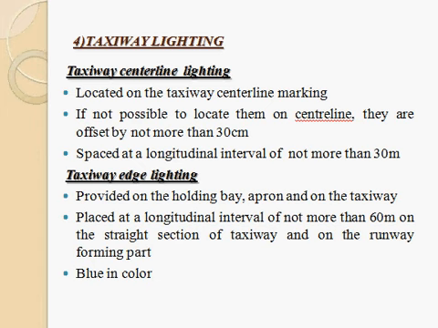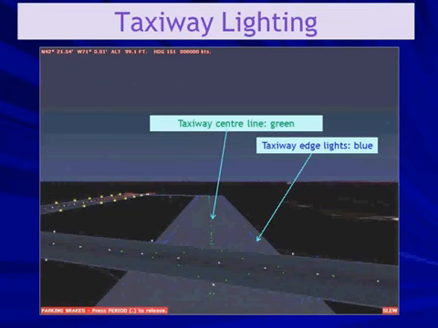The taxiway edge lighting is used to demarcate the edge of the taxiway, and it is placed at not more than 60-meter intervals. The taxiway center line lighting is provided in green color, and the taxiway edge lighting is provided in blue color. These are the different elements of airport lighting. They are used for visibility during night and other poor visibility conditions. During daytime, for visibility in good weather conditions, you can go for taxiway marking.